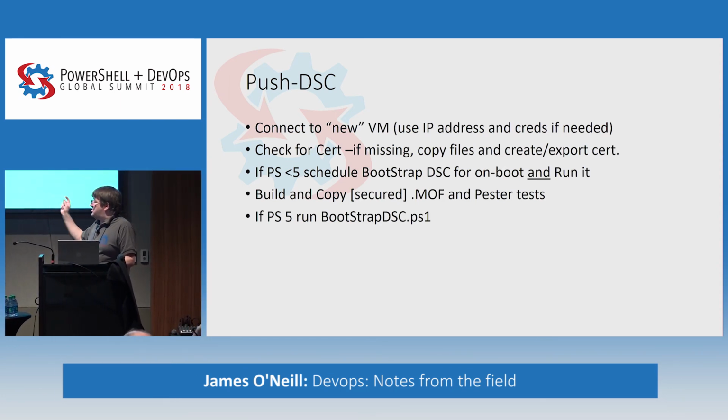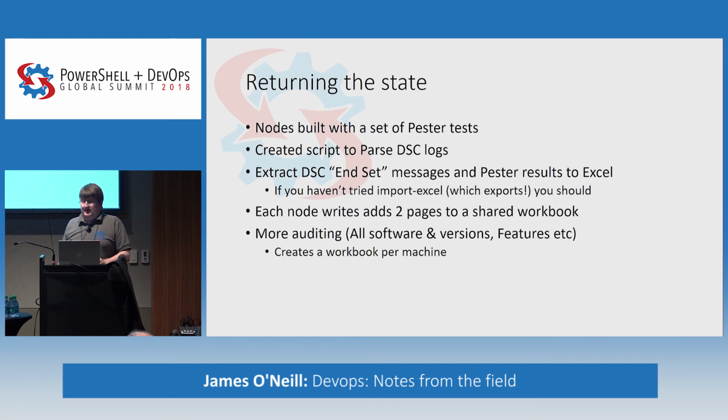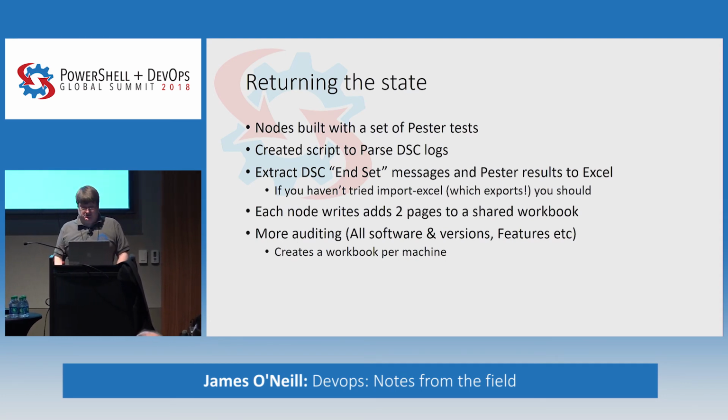And then while that's running, we copy the MOF file and the Pester tests over to the machine. If we didn't have to upgrade to PowerShell 5, we can then just start bootstrap.dsc.ps1. And the nodes get built with this set of Pester tests.